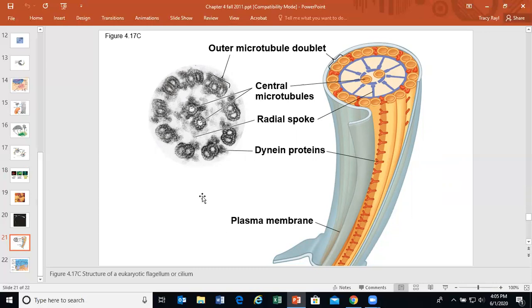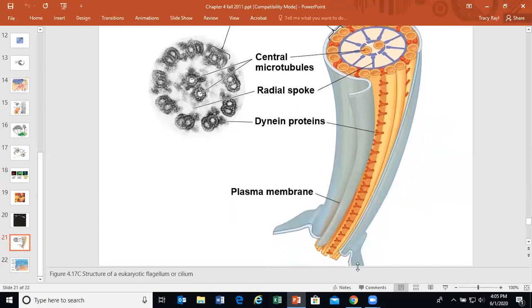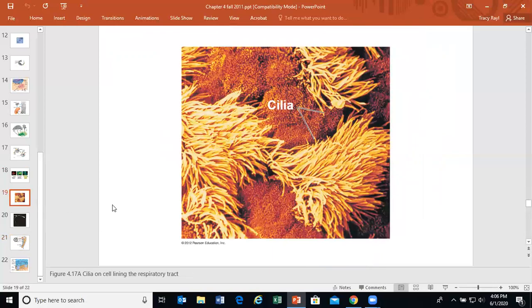9+2 microtubule arrangement. The other important thing to tell you about cilia and flagellum is that they are both extensions of the plasma membrane. So you can see the plasma membrane here. This is the microtubule arrangement in the middle. So these are extensions of the plasma membrane. The plasma membrane covers them. So look in your textbook to help you distinguish between cilia and flagellum, their functions and how to tell them apart. And then I have a couple pictures in here.